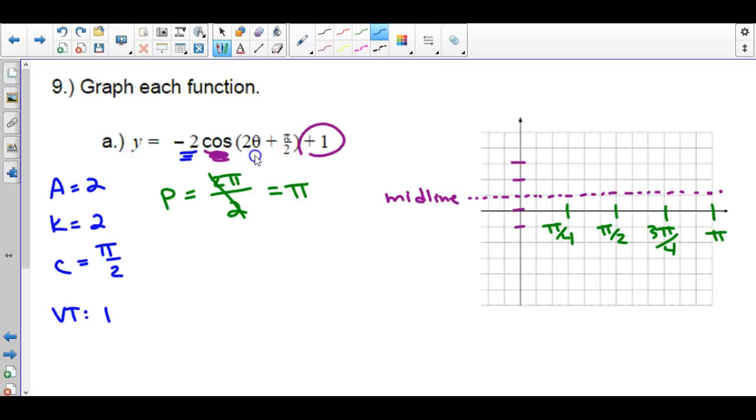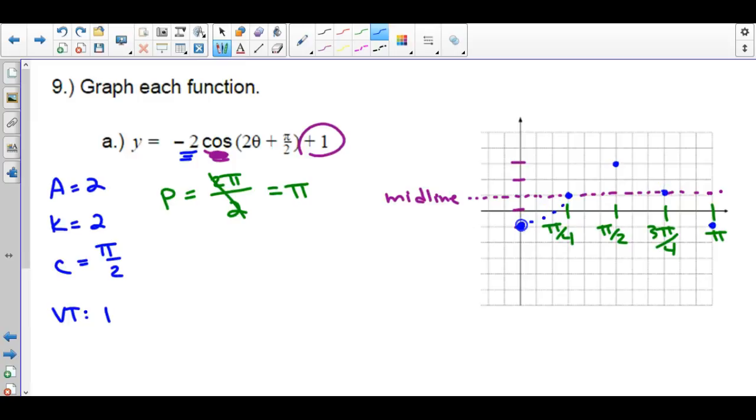So I'm going to graph this function. Because it's cosine, I need to start at the value of the minimum of the amplitude. I'm going to start down here. And then again, you're going to just move to 0. I'm going to move up to my max. I'm going to go back to 0. And then I'm going to go down to my negative.